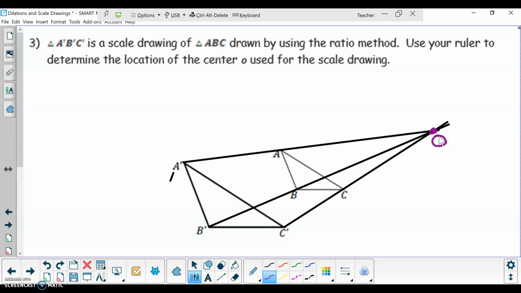So that's all you have to do if you're asked to find the center of dilation. Just connect the pre-image with its corresponding image, and then where those lines intersect, that's your center of dilation.